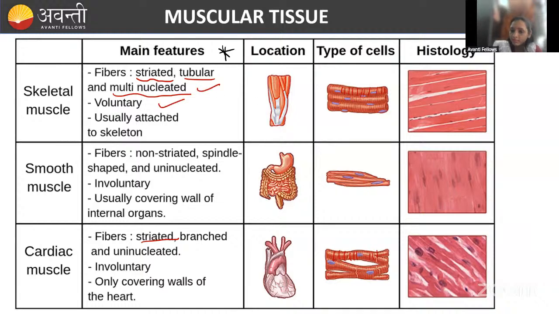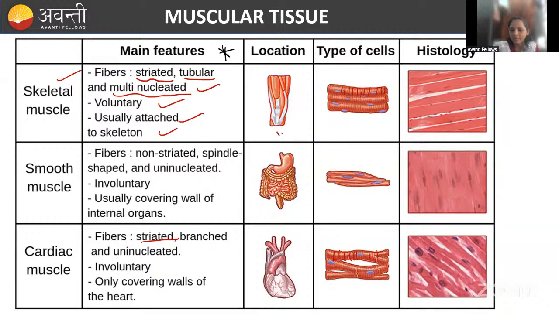These are the voluntary muscles. These are under the control of will. For example, now I want to stand up, I will stand up, right? If I want to raise my hand, I will raise it. If I want to write, I will write. These are under voluntary control because these are attached to the bones. So that's why they are called voluntary muscles, usually attached to the skeleton. I think you understood the main features of the skeletal muscles, guys.